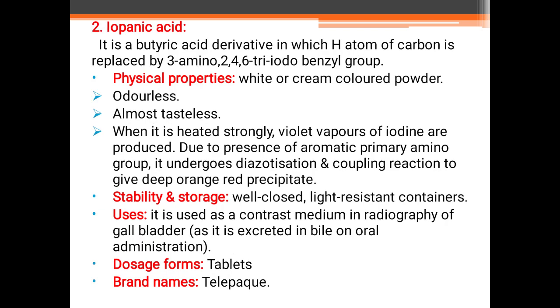Next drug here is iopanoic acid. It is a butyric acid derivative in which the hydrogen atom is replaced by 3-amino-2,4,6-triiodobenzyl group. Physical properties of iopanoic acid are: available as white or cream colored powder, odorless, almost tasteless. When it is heated strongly, vapors of iodine are produced. Due to the presence of aromatic primary amino group, it undergoes diazotization and can show the coupling reactions, giving deep orange or red precipitate.